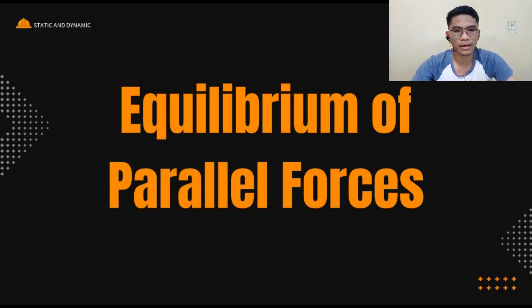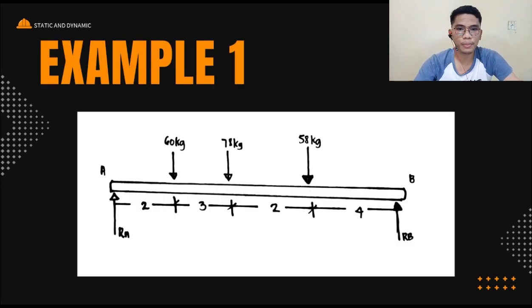So, for our next topic, which is equilibrium of parallel forces. Example number 1. So, here we have an example. So, dito po sa parallel forces naman po, kung mapapansin po natin, lahat lang po ng forces na nag-act dito is pa-vertical. So, here in example number 1, meron po tayong hahanapin na dalawang force which is RA and RB dito po sa magkabilang dulo po, dito sa may point A at point B. And then we also have here downward forces which is 60 kilograms, 78 kilograms, and 58 kilograms. Then also a distance of 2, 3, 2, and 4.